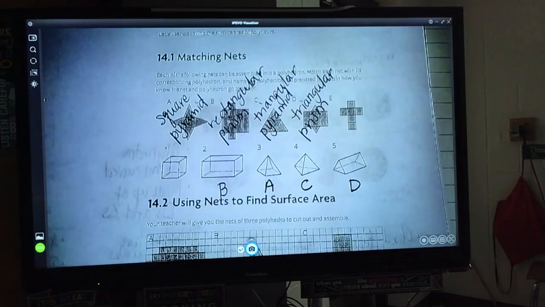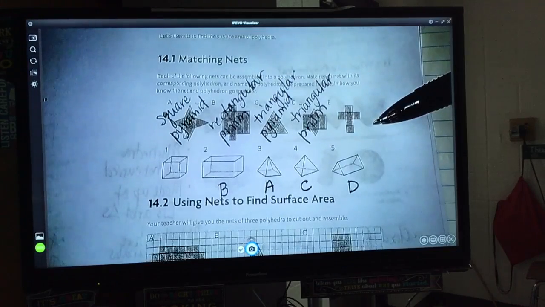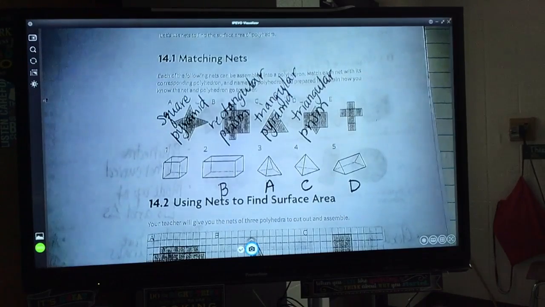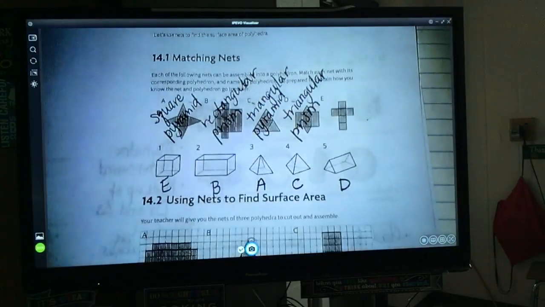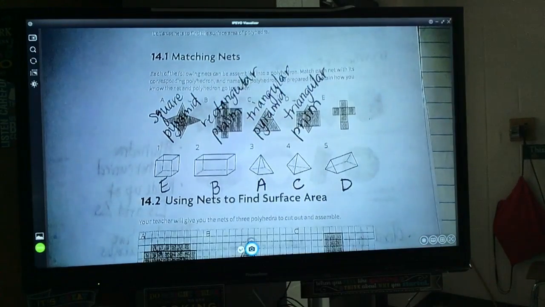Yeah. Okay. All right, and then obviously the last one, E, is going to be which one? Michaela? And what is the name, Michaela? This is a cube.